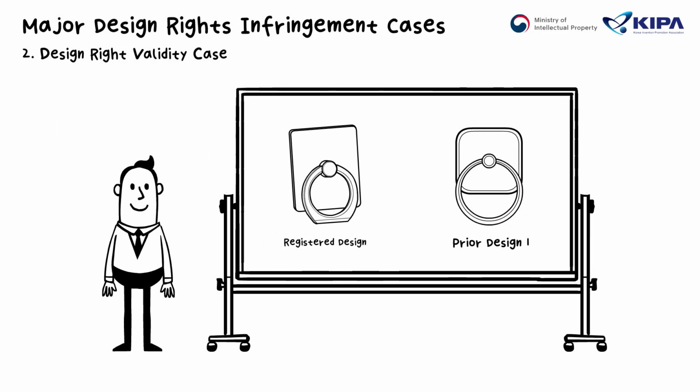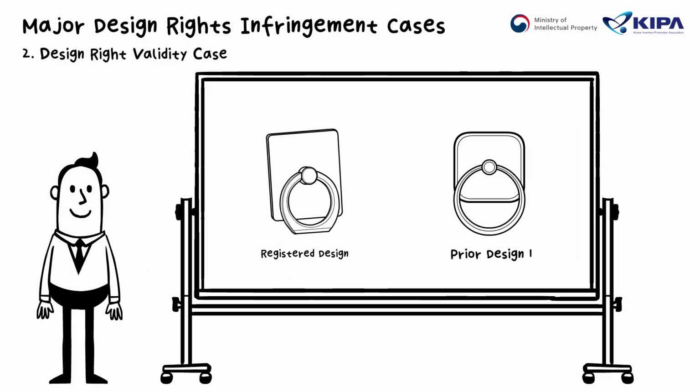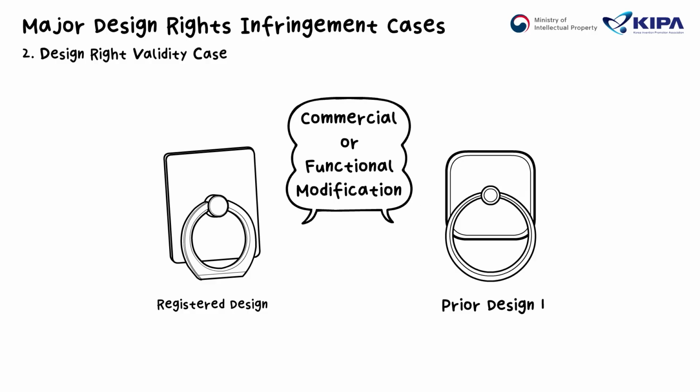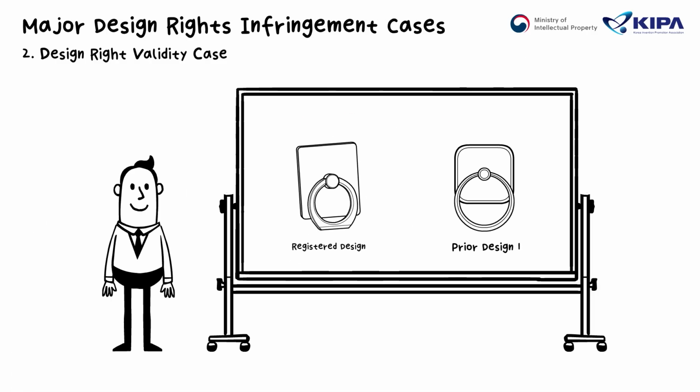such straight segment. In particular, the straight segment at the bottom of the ring occupies a significant portion of the overall design and is easily noticeable upon observation. Therefore, the presence of this straight segment gives the registered design a distinct aesthetic value from prior design 1. Accordingly, it cannot be regarded as merely a commercial or functional modification that lacks independent aesthetic significance.